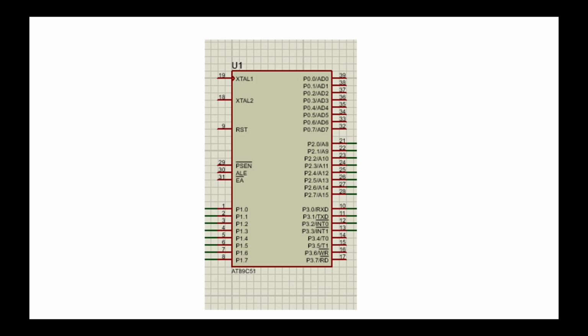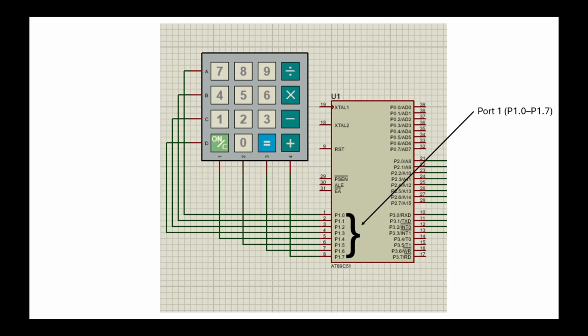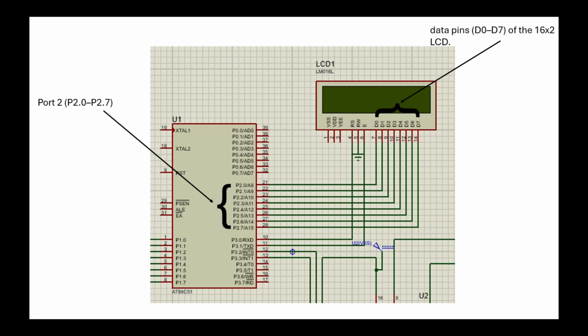This is the microcontroller, the core of the system, handling keypad input, password verification and controlling the motor and LCD. The most important pins are port 1, P1.0 to P1.7 connected to the keypad for reading user input. Port 2, P2.0 to P2.7 are connected to the data pins D0 to D7 of the 16x2 LCD.